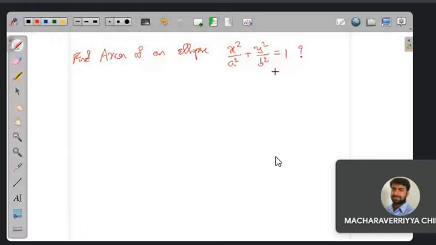What is it? What I mean is, the area bounded by an ellipse.